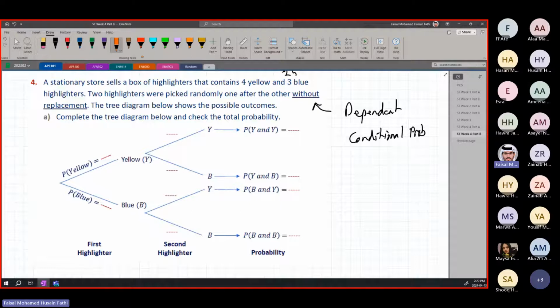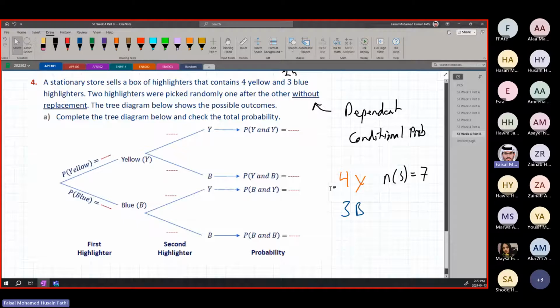I'm going to write it in orange. So 4 yellow, and we have 3 blue. So our total sample space is equal to 7. We have a total of 7 highlighters we can choose from.